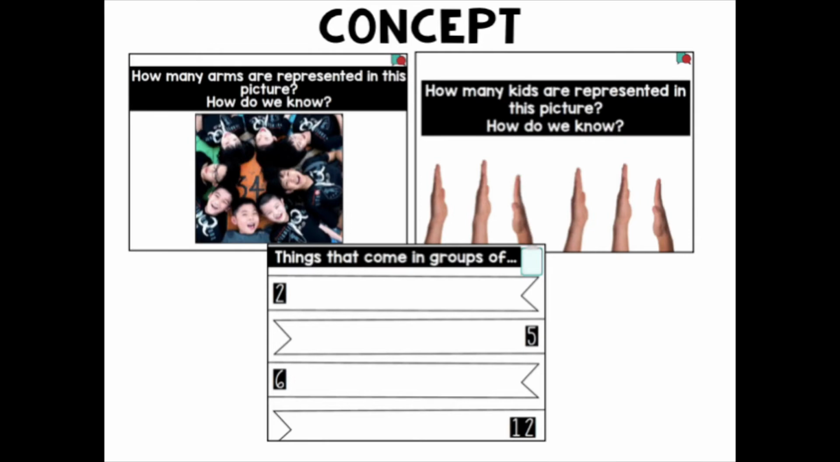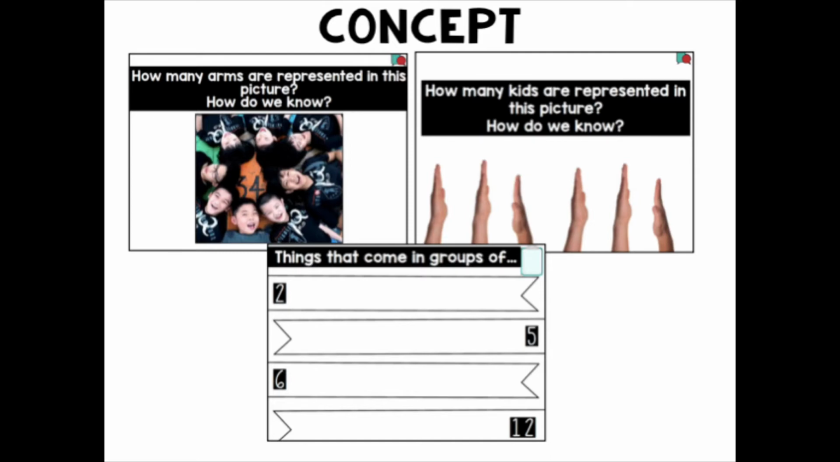So this is maybe how I would introduce the concept for this particular idea of multiplication. So I might show the kids a picture of these children. You see a group of children there. How many arms are represented in this picture? So we can't necessarily see all their arms, but the kids can figure out, with their knowledge of human beings mostly having 2 arms, that there's most likely how many kids times 2 amount of arms.